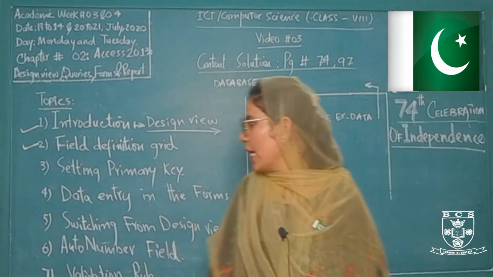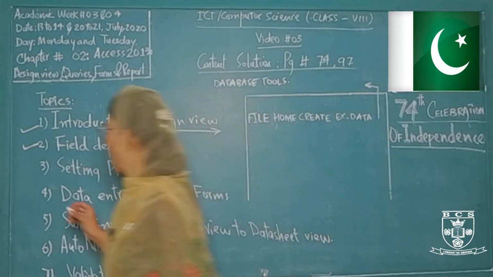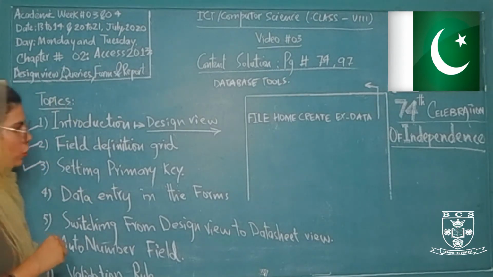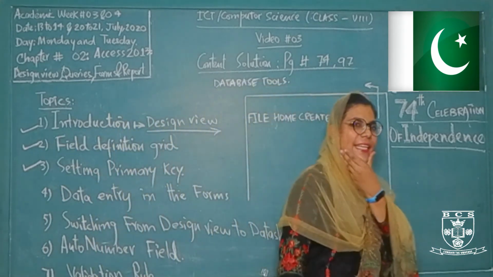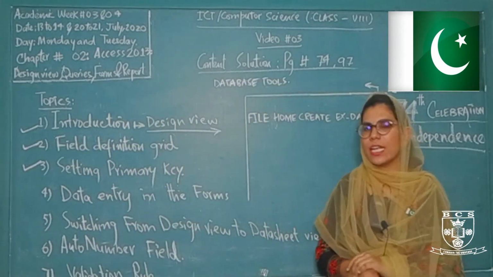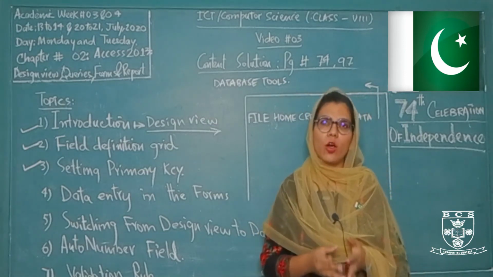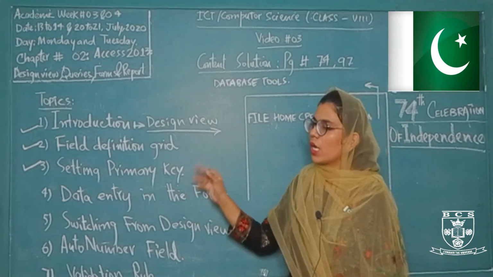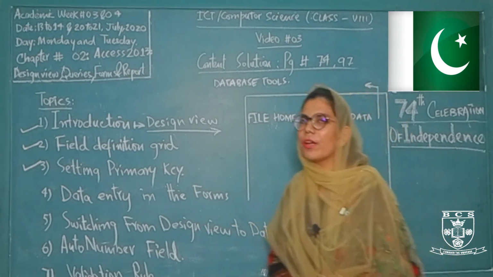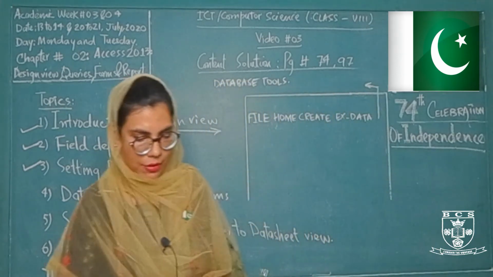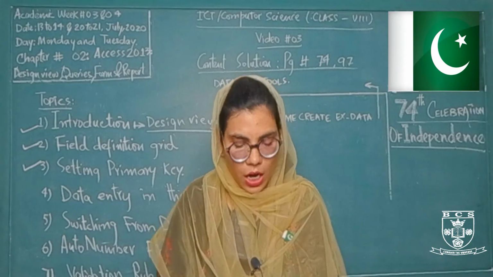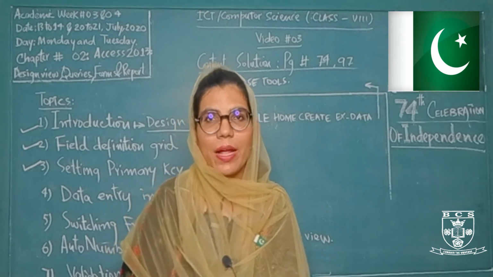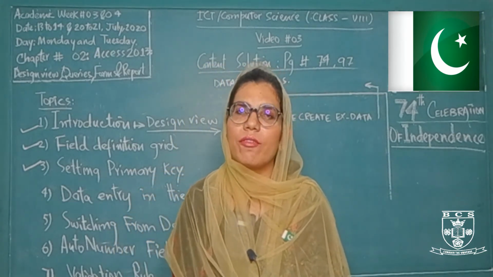After that we have setting primary key. How can we set a primary key? First of all, what is a primary key? A primary key is a field or a set of fields that is used to identify or recognize the particular records uniquely or individually. Now how can we set the primary key? There are two different ways by which we can set the primary key for our table. In method number 1, firstly we will select the field that we have to set as the primary key.